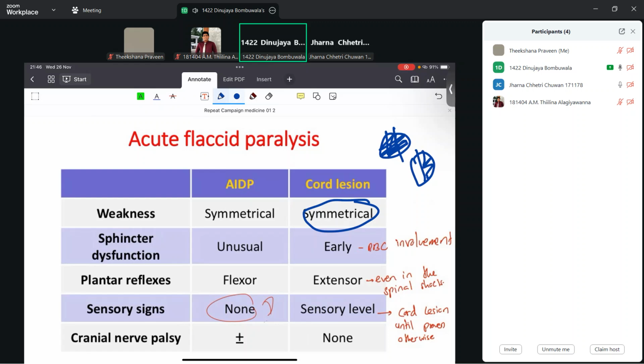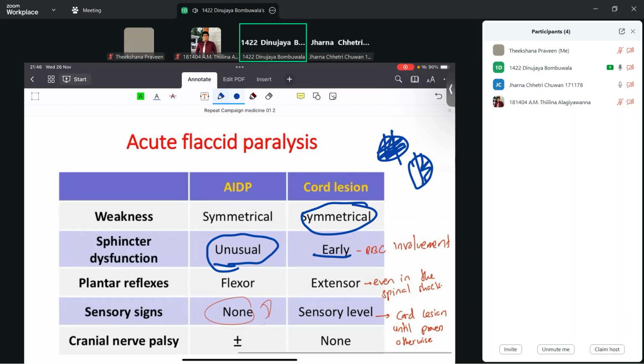Sphincter dysfunction, that is bladder and bowel, usually does not occur in AIDP, but it can occur. So it is not zero. But we know in cord lesions, if the patient has a spinal cord injury, the patient gets early bladder and bowel involvement. So it's early. Plantar reflex, in AIDP, is typical low motor neuron type, which is flexor.